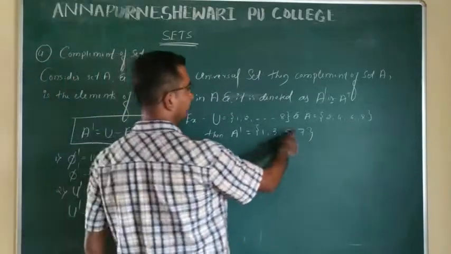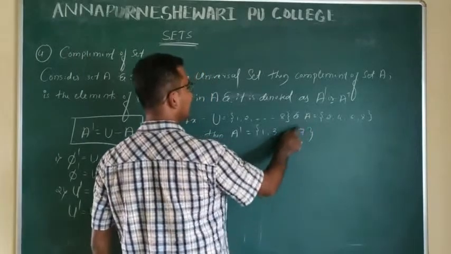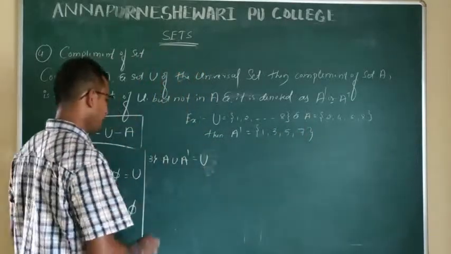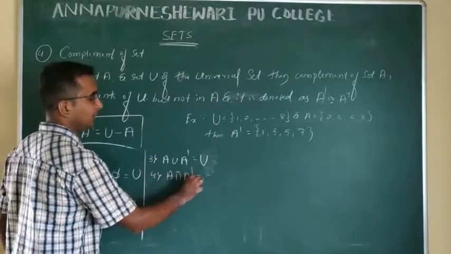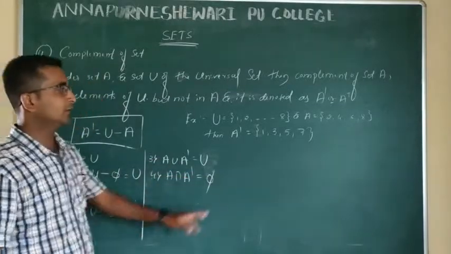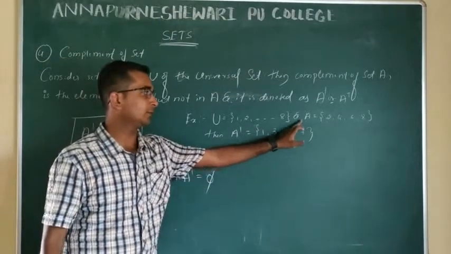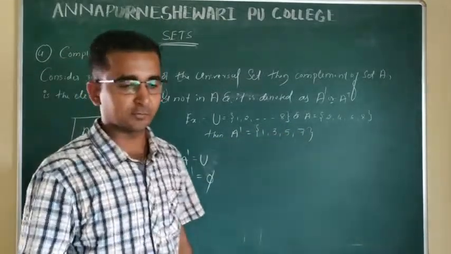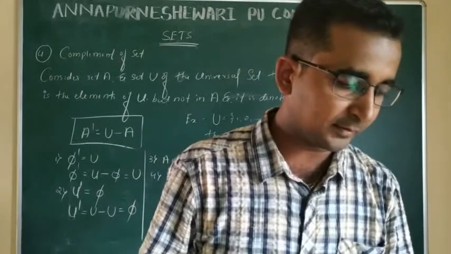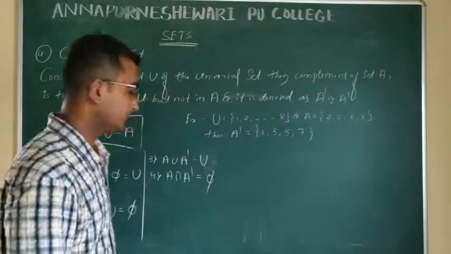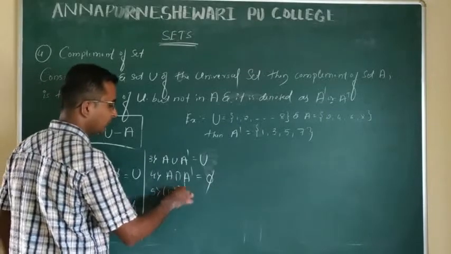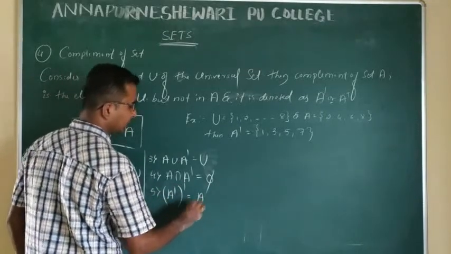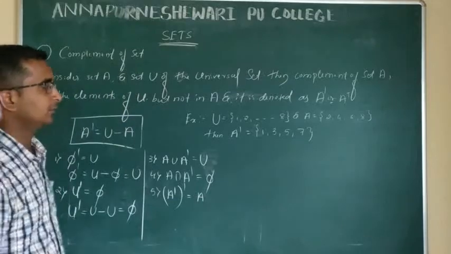So if I do the union of these two, then what you get? That is U. Then A intersection A dash is phi, because in A intersection A dash, we don't have any common element from both sides. Okay. That is A intersection A dash is phi. The fifth one, A dash of A dash is again what you get? A.